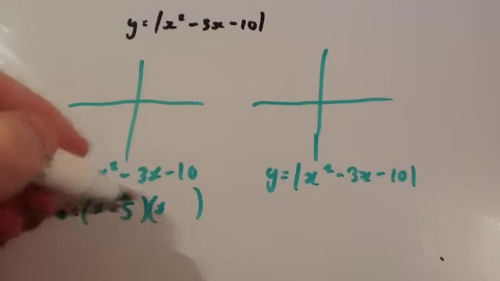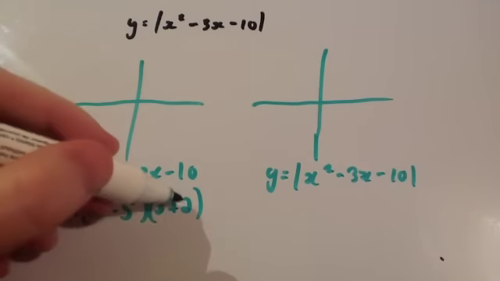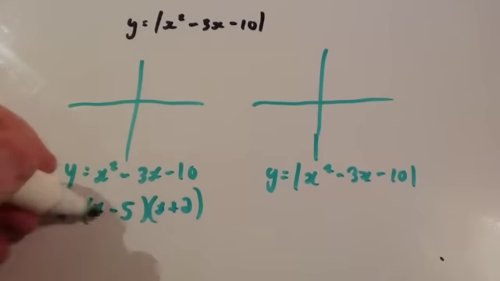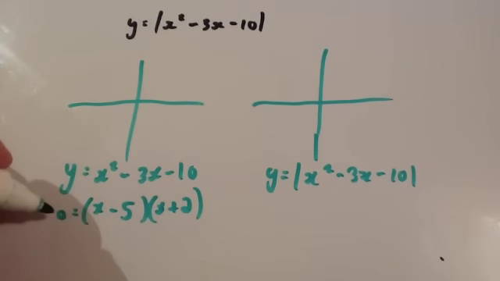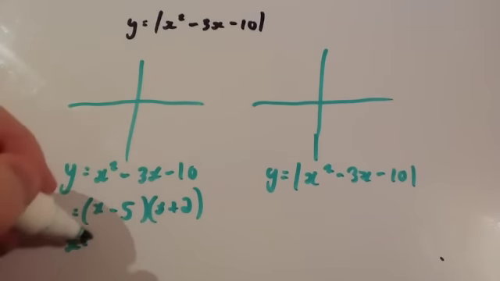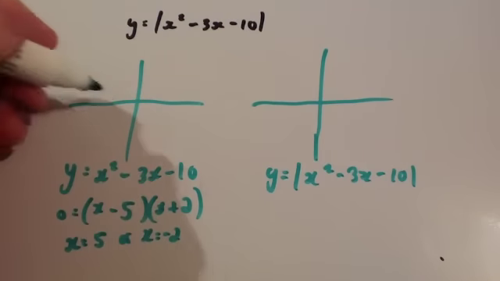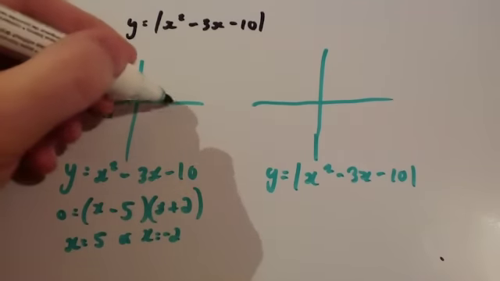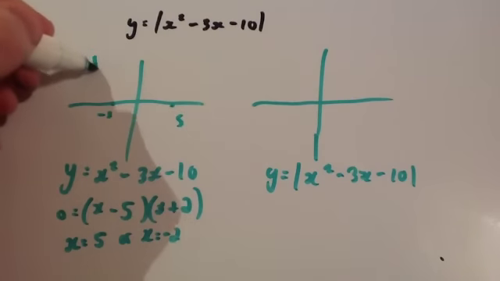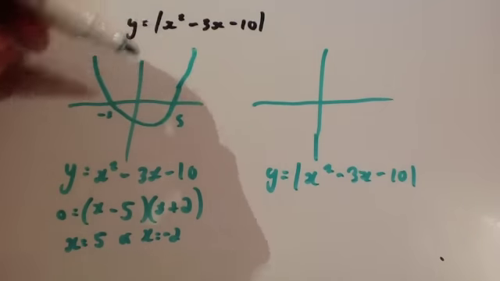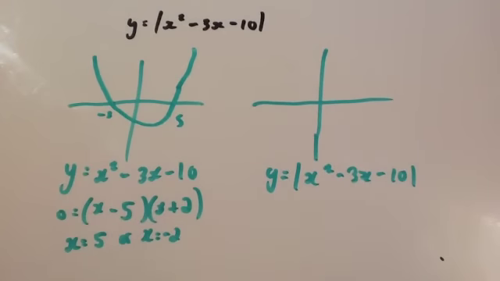So it's going to be minus 5 and plus 2. Minus 5 times 2 is minus 10, and minus 5 plus 2 is minus 3. So if these two brackets multiply together to give you 0, then x equals 5, or x equals minus 2. So it crosses at minus 2, and it crosses at 5, and it has a typical U-shaped quadratic graph. Obviously, you can draw it a lot better on paper.